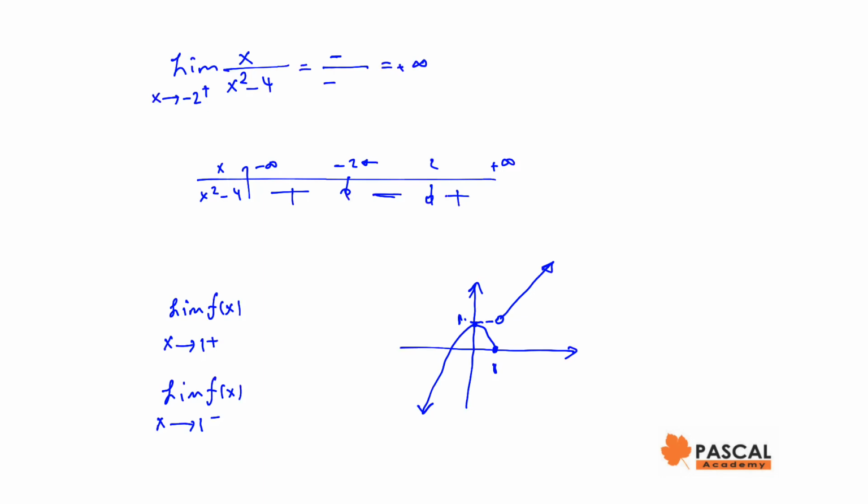When x approaches 1 from right side, f(x) is getting close to 1. When x approaches 1 from the left side, f(x) is getting close to 0. Right side limit and left side limit are not the same, therefore limit of f(x) as x approaches 1 does not exist.